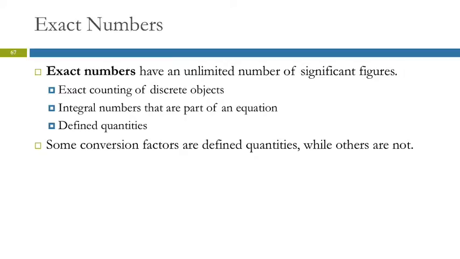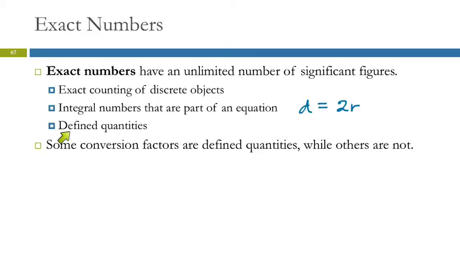Another example is integral numbers, integers, that are part of an equation. Okay, so what's an example of that? The diameter of a circle is twice the radius. It's exactly twice the radius. This is an integer number that's part of an equation. That is an exact number. We're not going to say, oh, it has one significant figure. It has an unlimited number of significant figures.